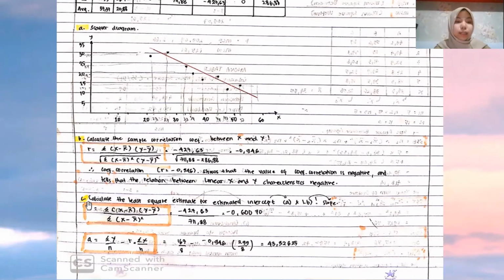And then jump into C. On C, we need to calculate the least squares estimates for the intercept A and the slope B. First we need to calculate B and then A. For B, the formula is the sum of x minus x bar times y minus y bar, over Sxx. So here is the answer. And then A is the sum of y over n minus B times the sum of x over n, and here is the answer.